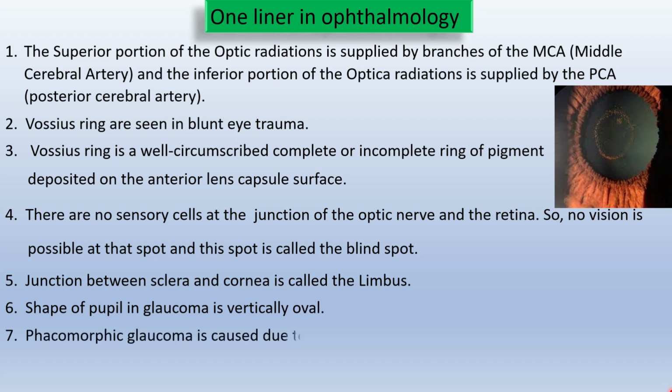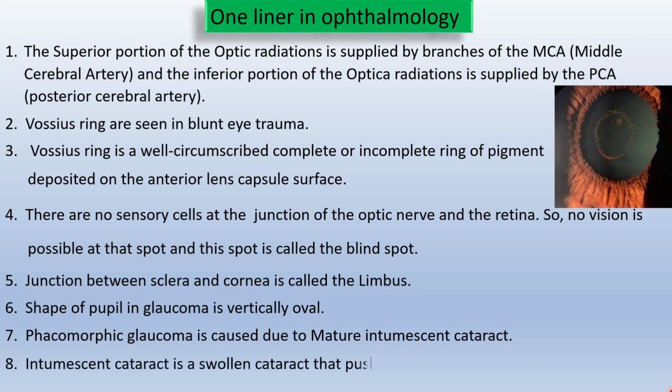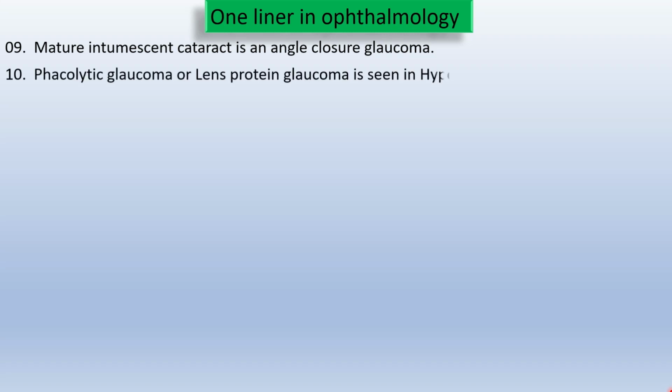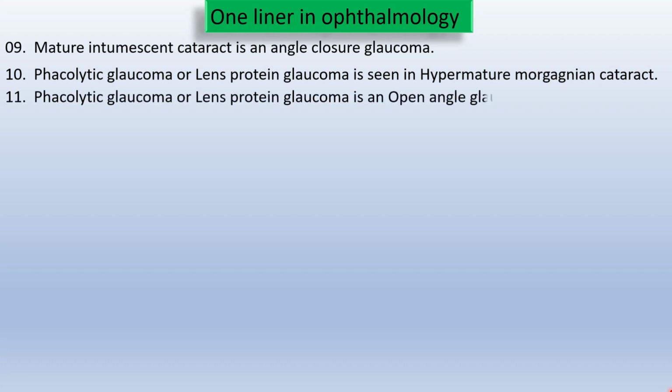Phacomorphic glaucoma is caused due to mature intumescent cataract. Intumescent cataract is a swollen cataract that pushes the iris forward and it blocks the angle. Mature intumescent cataract is an angle closure glaucoma. Phacolytic glaucoma or lens protein glaucoma is seen in hypermature Morgagnian cataract. Phacolytic glaucoma or lens protein glaucoma is an open-angle glaucoma.